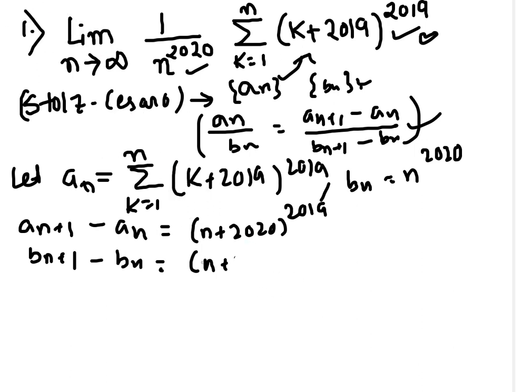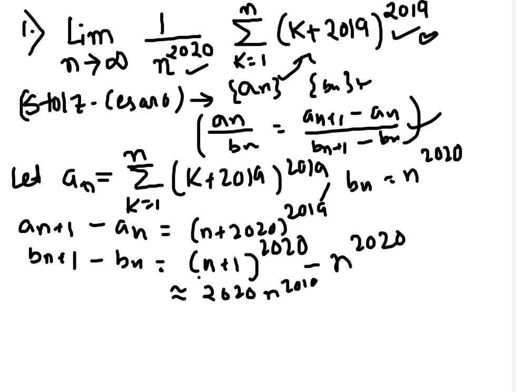Yeah, (n plus 1) to the power 2020 minus n to the power 2020. And if you simplify b(n+1) minus b(n) a bit, the leading terms of n to the power 2020 cancel off, and what is left is 2020 into n to the power 2019 plus all the lower powers of n. So when you divide this, the numerator a(n+1) minus a(n) is also basically n to the power 2019 plus lower terms of n.